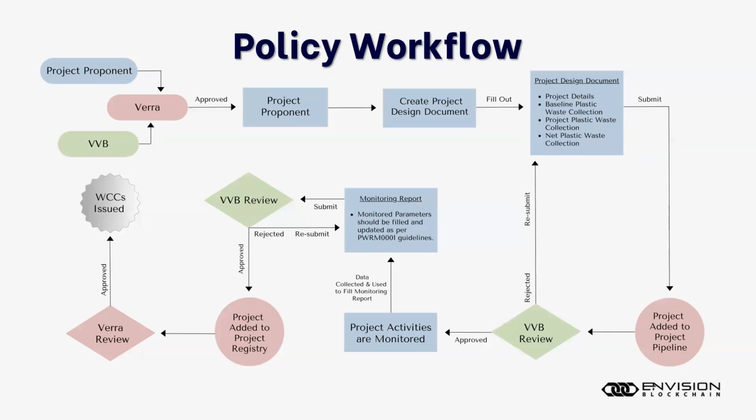If it's rejected, then the project proponent will want to go ahead and resubmit that PDD. If it's approved, then the activities will begin monitoring, where they can go ahead and collect all the data needed in order to fill out your monitoring report. And these monitored parameters should be filled out and updated as per the methodology's guidelines. Then that's submitted, and the VVB again can either approve or reject that. Once approved, the project is added to the project registry by Verra, and Verra will go ahead and do their own review and either approve or reject it, and the WCCs are issued.